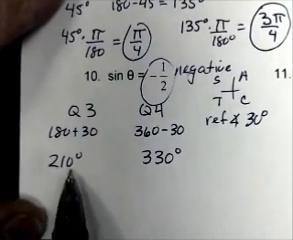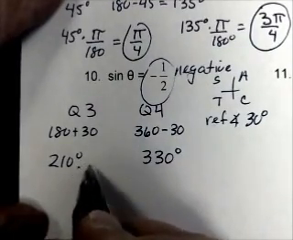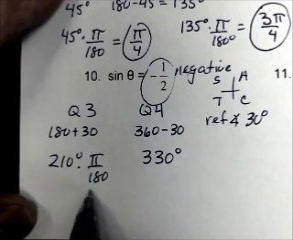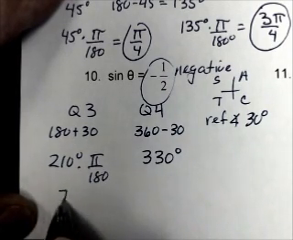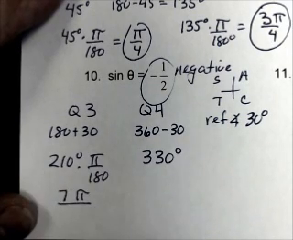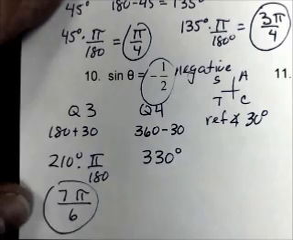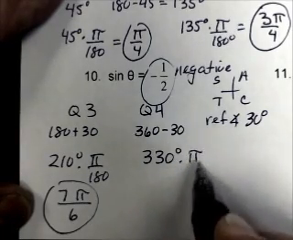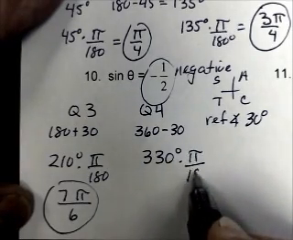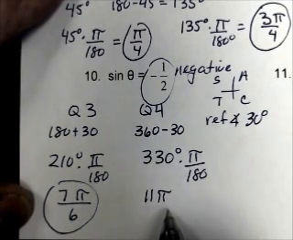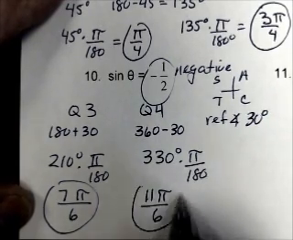And 210 degrees converted to radians. Again, I'm dividing each by 30 here. 30 goes into 210 7 times, 7 pi, and 30 into 180 6 times, so 7 pi over 6. And same thing here, reducing, dividing by 30. 30 goes into 330 11 times, and 30 into 180 6 times, so 11 pi over 6.